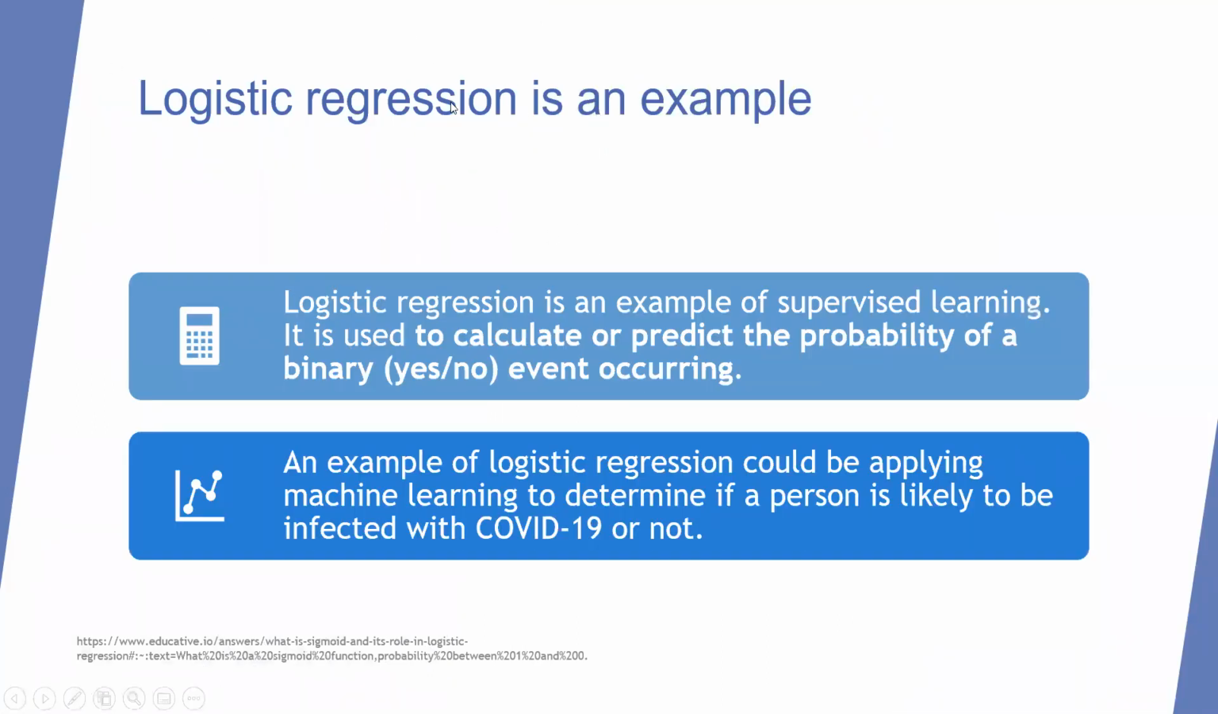Another example of this is logistic regression as supervised learning. It is a type of supervised learning and it is used to calculate or predict the probability of binary yes or no events occurring. An example of logistic regression could be applying machine learning to determine if a person is likely to be infected with COVID-19 or not.